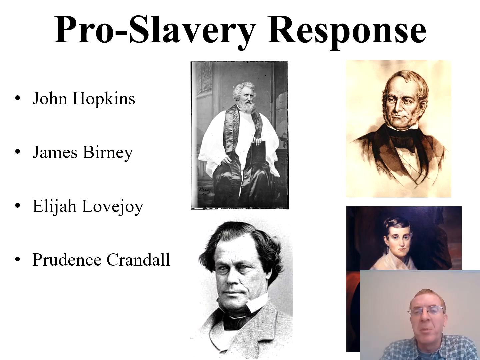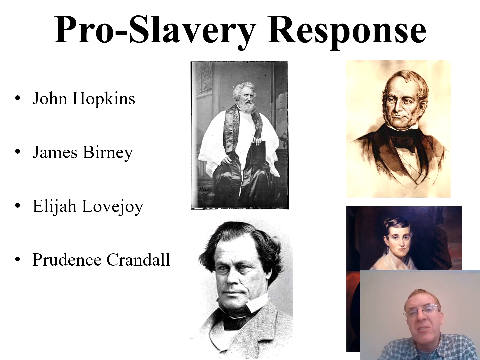Now I want to talk about James Birney, who's on the top right, and also Elijah Lovejoy on the bottom left. Both of them are newspaper journalists. Both of them create their own abolitionist newspapers. Let's start with James Birney, the one on the top right. He was born in Kentucky, which of course is a slave state. He moved to Alabama, and whilst in Alabama, he ended up becoming a slave owner himself. But he ended up having a major awakening and became an abolitionist.